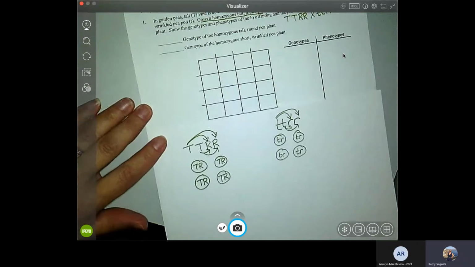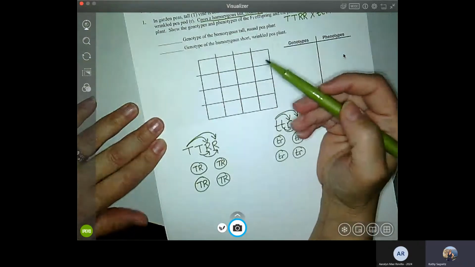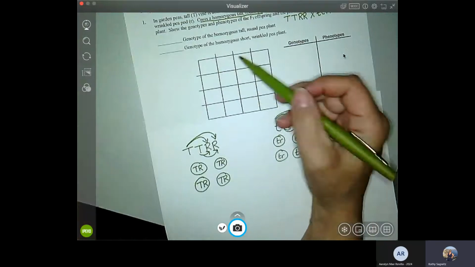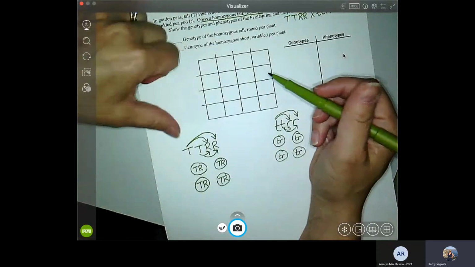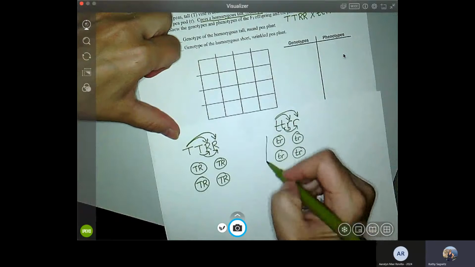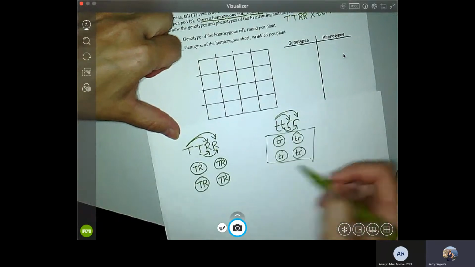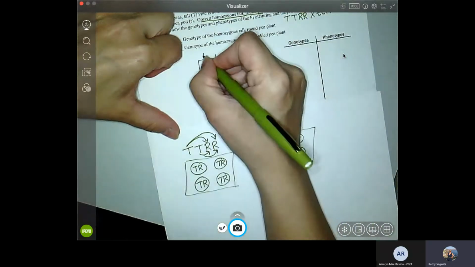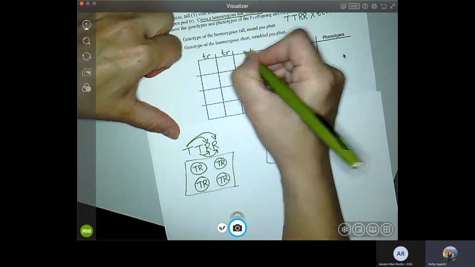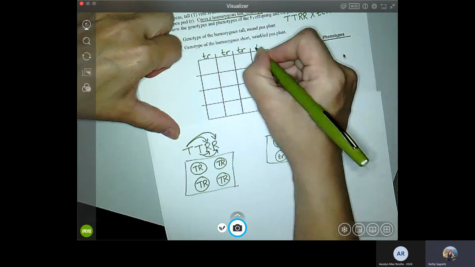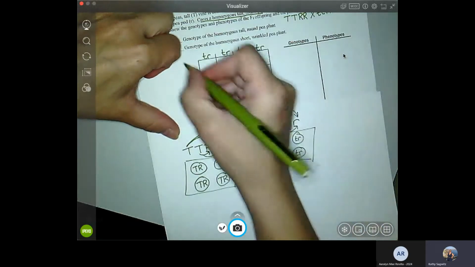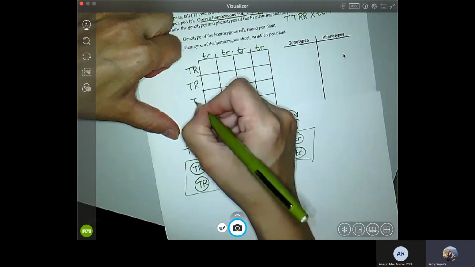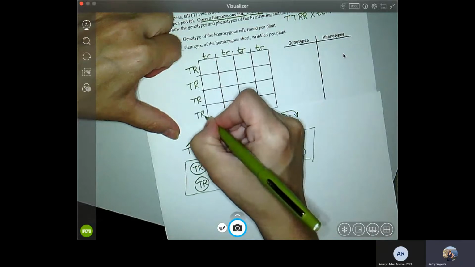So now we're going to set that up on our chart. When you look at this, there are 16 squares. So now we have gone from a 4 square to a 16 square Punnett square. We're going to put these ones across the top and these ones down the side. So we're going to put little t, little r, four times across the top. These ones down the side: big T, big R, four times.